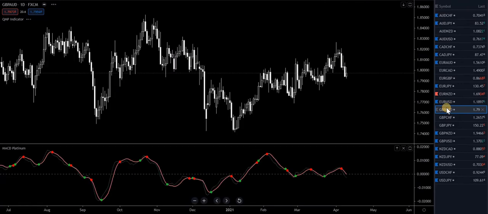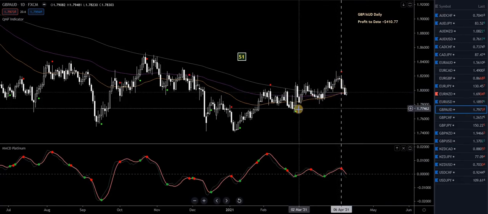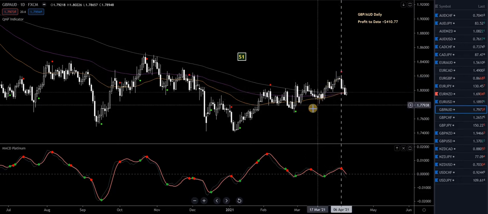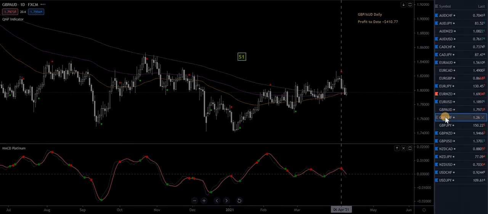Pound Aussie, no trades on. There was a sell signal back here. I declined to take it. Looked like market's going higher. MAs are tightening. Just wasn't worth the risk. It would have paid off, but yeah, just follow my rules.